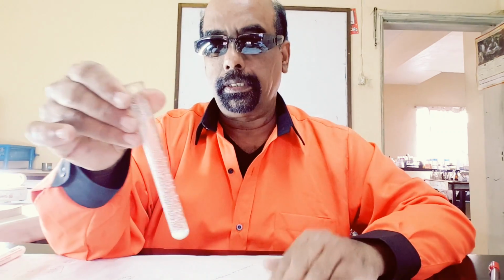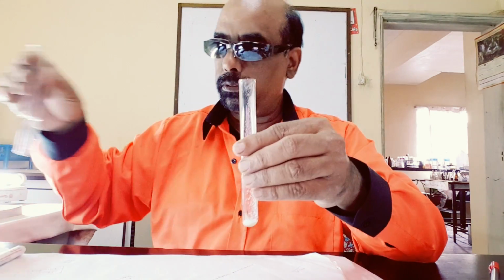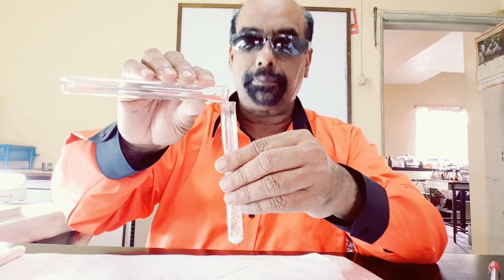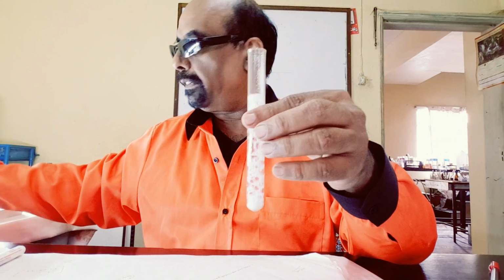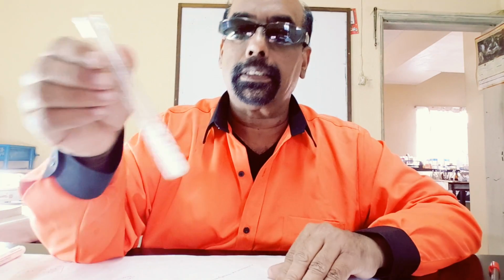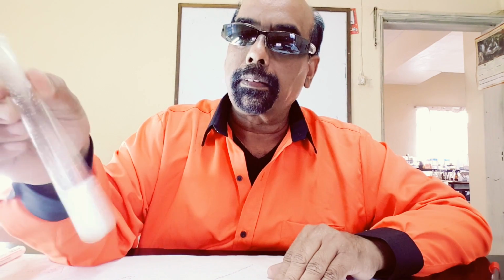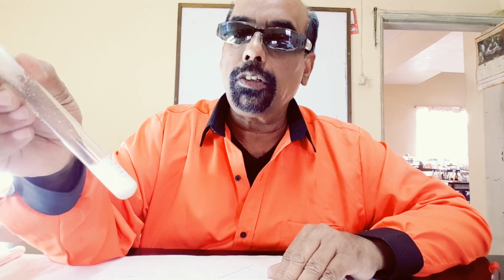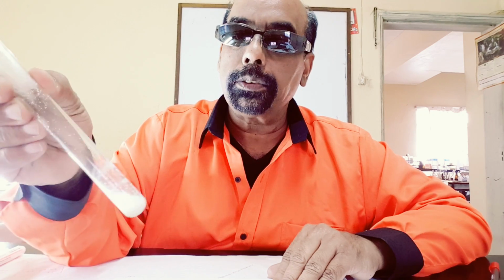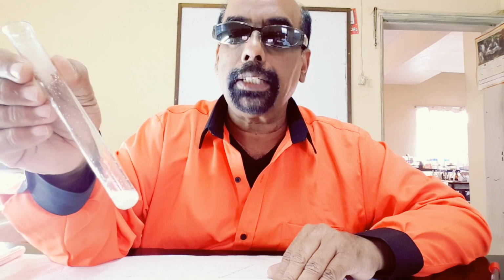Acids react with carbonates to liberate carbon dioxide, a gas which turns lime water milky. In this tube, I have sodium carbonate. I place a small amount of hydrochloric acid. Rapid effervescence, brisk effervescence. Carbon dioxide is liberated. Carbonate will liberate carbon dioxide with acid. Carbon dioxide turns lime water milky.